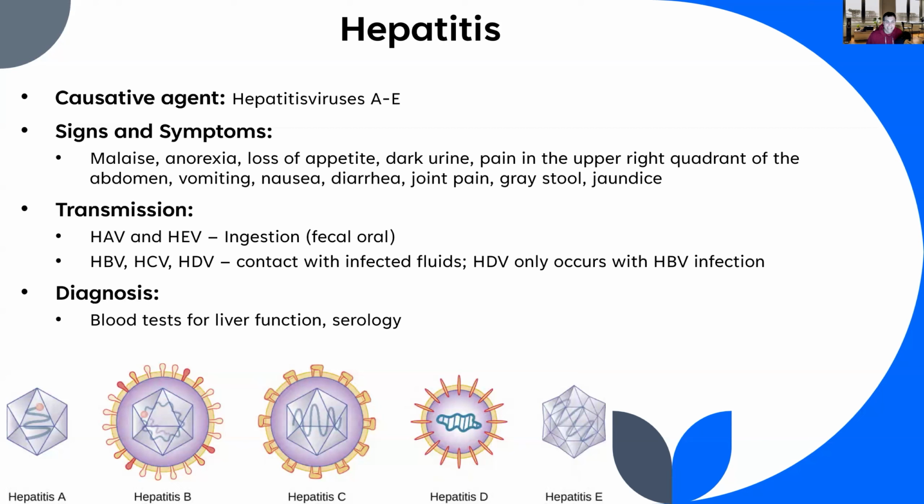Hep B, C, and D are usually the result of contact with infected fluids. The one thing to note about this is you can't get Hep D alone. It usually is a co-infection with hepatitis B virus. Hep D cannot replicate without the presence of Hep B. If you have both Hep B and Hep D, usually the signs and symptoms and the ability for Hep B to become chronic are going to be enhanced because of the presence of the Hep D virus. Diagnosis is going to be blood tests for liver function and then serology to detect the virus.